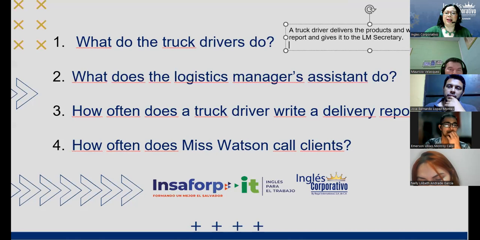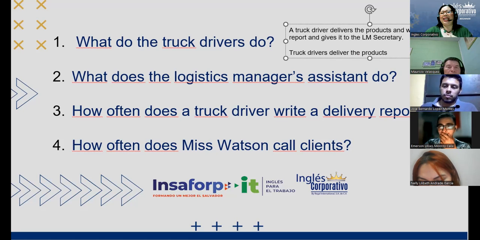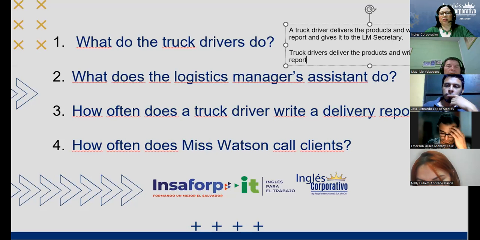Entonces, si fuera en plural, a ver, contestemos en plural. Truck drivers. Ya no sería con letra S, ¿verdad? Sería la forma base, right? Truck drivers deliver the products, write the daily report, and they give it to the logistics manager's secretary.